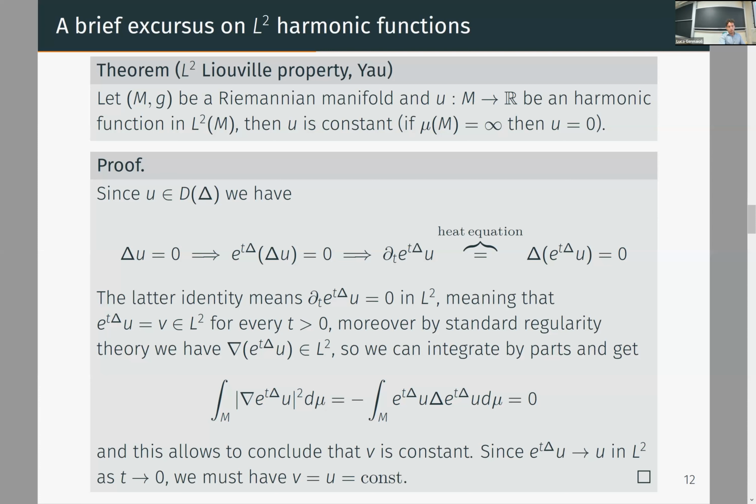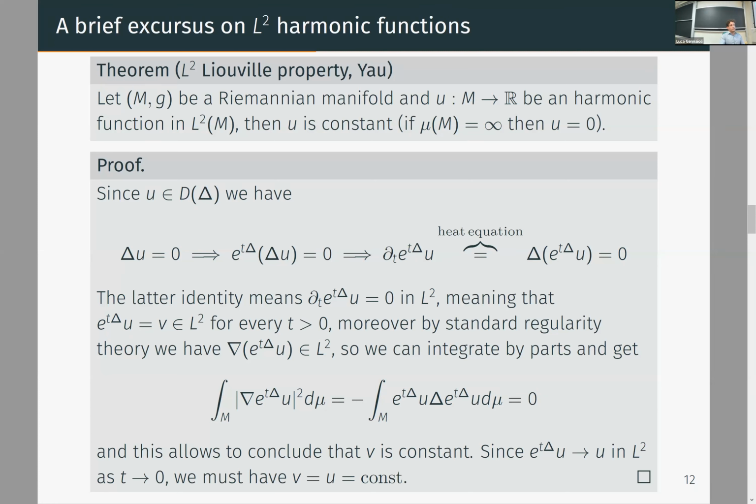Actually, Nicolò, who is online now, told me that he proved with Mondino a result even in a more general class of spaces. But for our purposes, let's stick to the Riemannian manifold setting. So you have a function u which is in L2, and its Laplacian is 0. Then you flow it via the heat equation, and the Laplacian remains 0, of course. Then you commute the Laplacian with the heat flow, and you use the fact that this solves the heat equation to get that the derivative in time of your solution has to be 0. Therefore, for every time you have a constant function in L2.